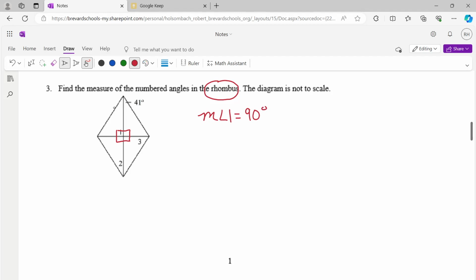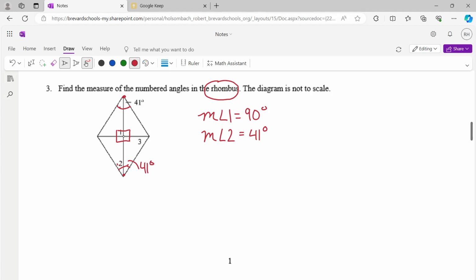All right, so we also said that diagonals in a rhombus bisect opposite angles. So we've got this going on. So each of these smaller angles that my cursor is on are 41 degrees. So the measure of angle 2 is equal to 41 degrees. And now what we've got, if the measure of angle 2 is 41, then the measure of the angle next to it is also 41.